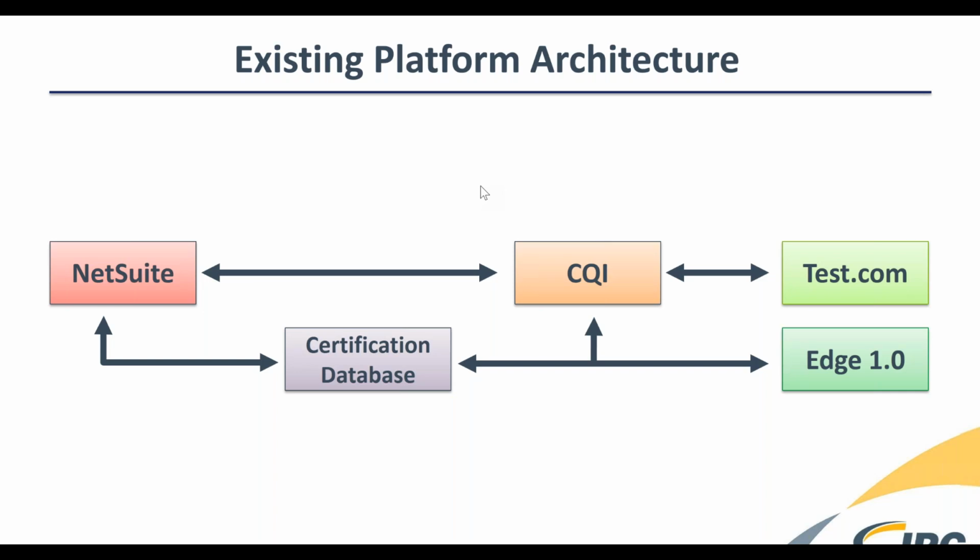Now, CQI itself doesn't do any of the actual training or testing. It in fact connects to test.com and to our Edge 1.0 platform. So CQI really just acts as a conduit to all these different systems. The problem that we had there, and one of the problems that was identified, was that constant communication back and forth between all these different things was significantly slowing down the process. It was creating long lag times or significant latency. And it was also creating problems with being able to stay connected and being able to stay up and being able to service it in a significant way.